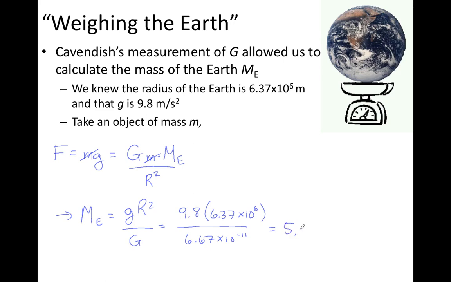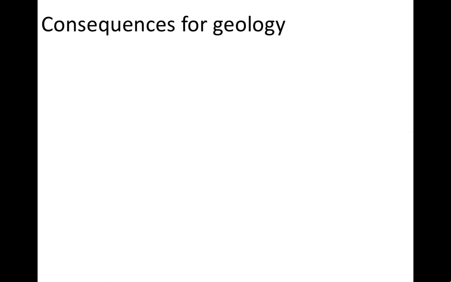The Earth is 5.96 times 10 to the 24th kilograms. This is how we know the mass of the Earth. Having an accurate measurement for the mass of the Earth had some important consequences for our understanding of geology and what's going on under the Earth's surface.